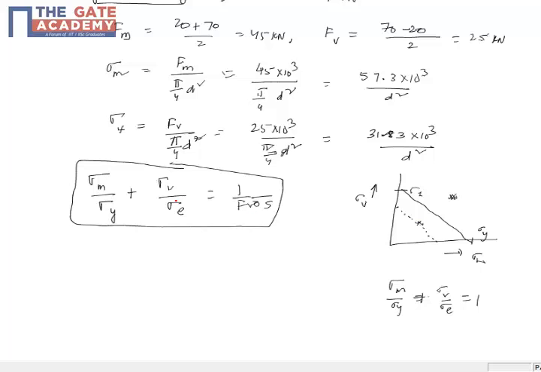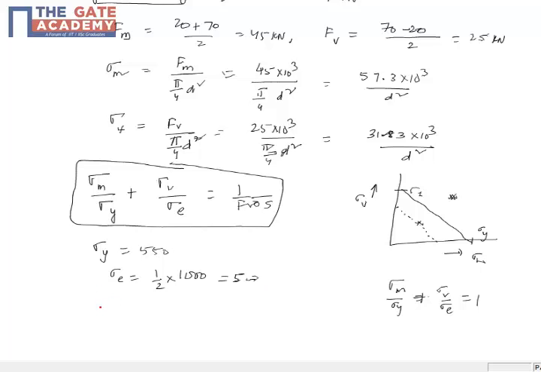Sigma mean and sigma variable you get from the loading, and sigma y is already given as 550 MPa. Sigma endurance, it is said, is half of the UTS. UTS is 1000, so it is 500. On the left side we know everything except the diameter, and the factor of safety on the right side is also given. Basically we need to find out, for the given factor of safety of 2, how much is the diameter.